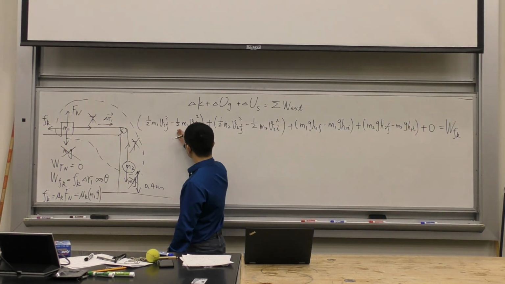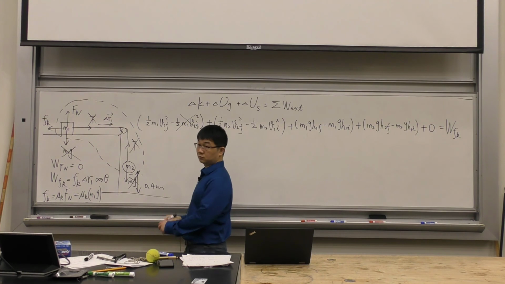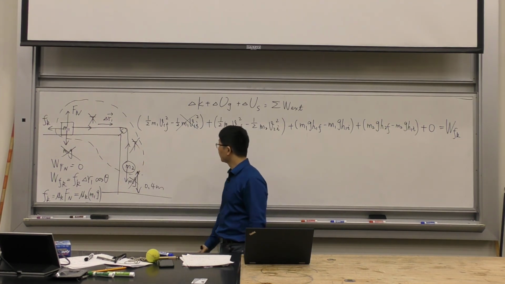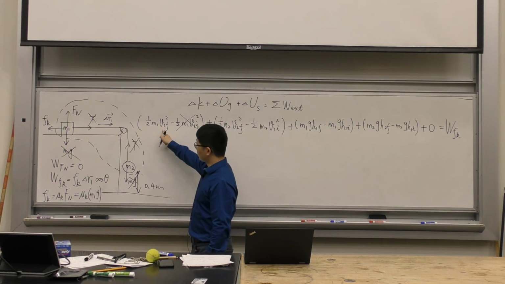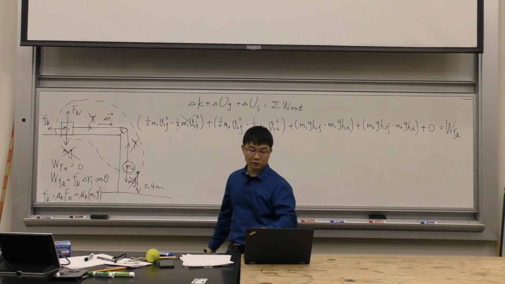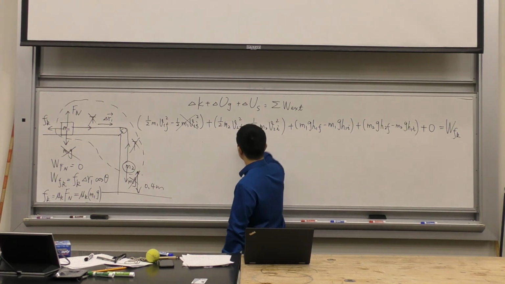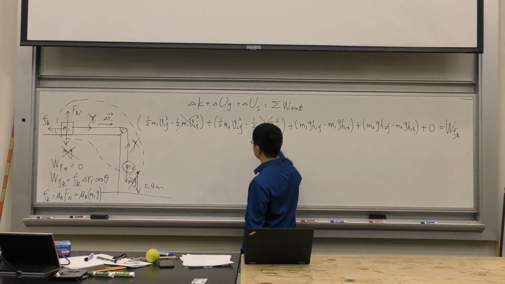Take a look at these two speeds. Initial speed is 0, so this term becomes 0, right? Because everything starts from rest, the problem says. So V1F, I'm going to leave it there because I'm trying to find V1F, like the problem says, find the speed of the block. Leave it there. Now M2, again, M2 is going to start from rest.